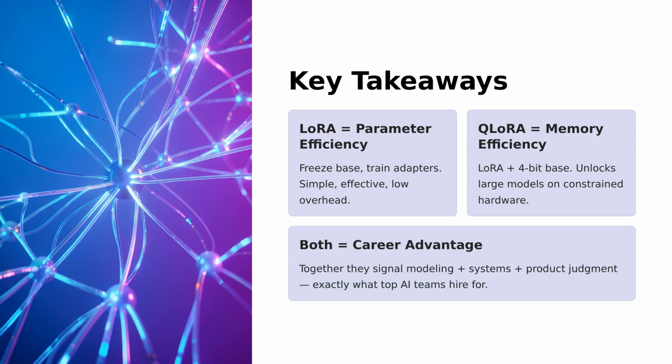Here are the key takeaways. LoRA is all about parameter efficiency. You freeze the base model and train small adapter layers, which keeps fine-tuning simple, effective, and lightweight. QLoRA adds memory efficiency by combining LoRA with a 4-bit quantized base model, so you can work with much larger models on limited hardware. And together, these skills show the mix of modeling, systems, and product judgment that top AI teams really value.